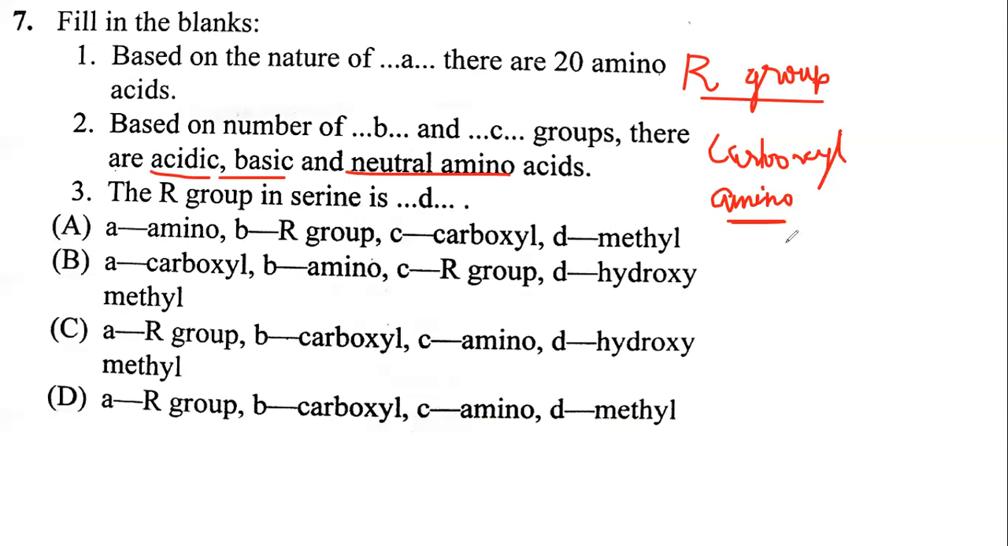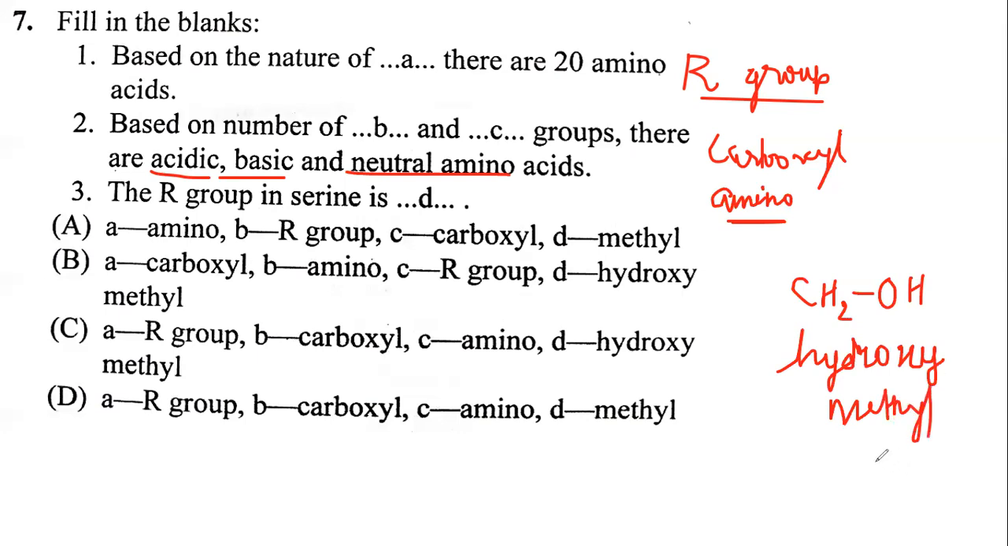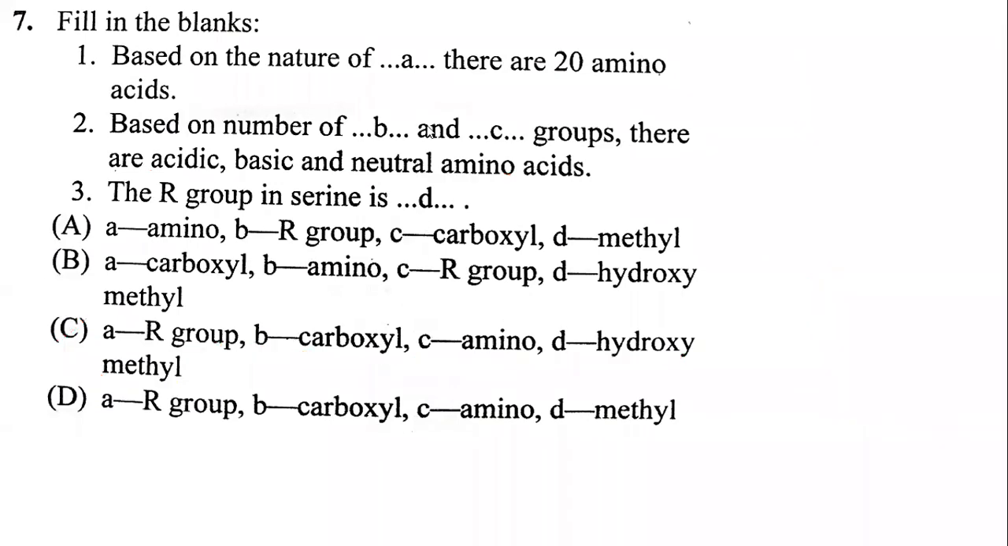What is the R group in serine? I told you if the R group is replaced by CH2OH, what is that? It is the hydroxymethyl group. Right, everybody? So A stands for R group, B stands for carboxyl group, C for amino group, and D for hydroxymethyl group. So the correct answer is option number C. Is that clear for everybody? Yes, the correct answer for this question is option number C.